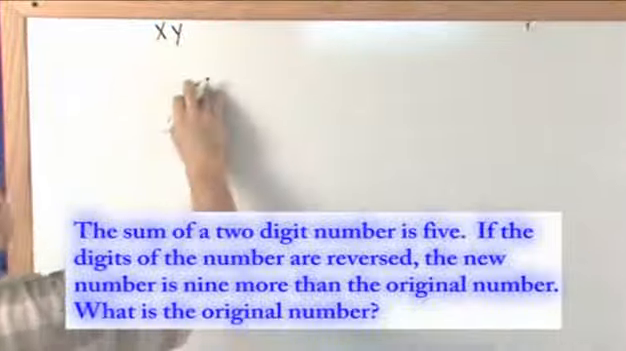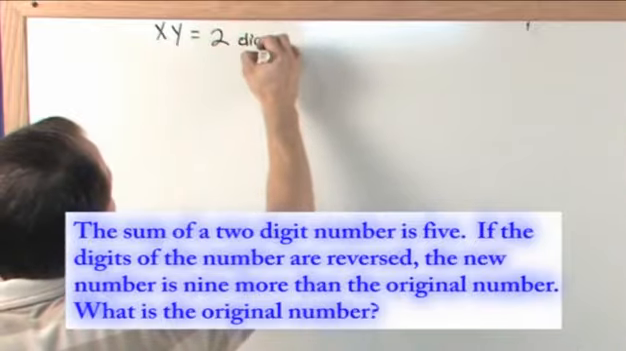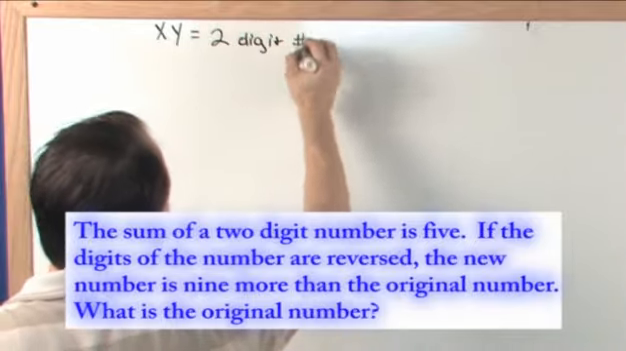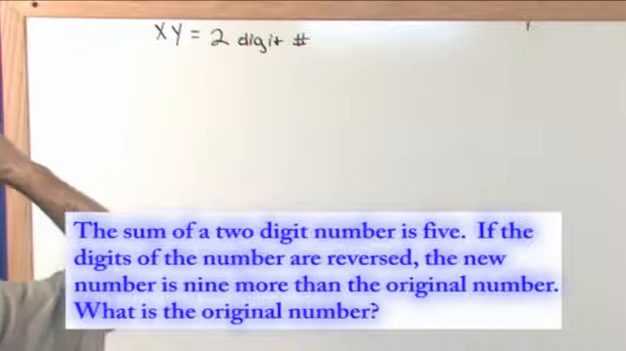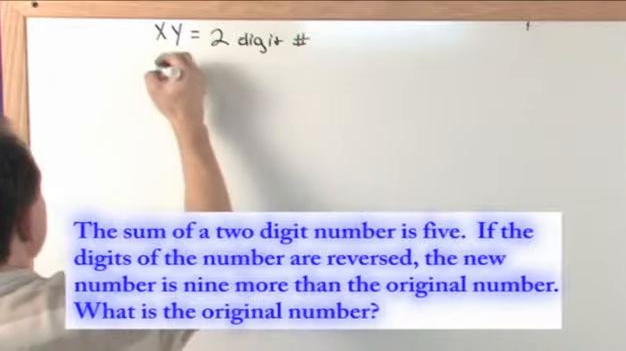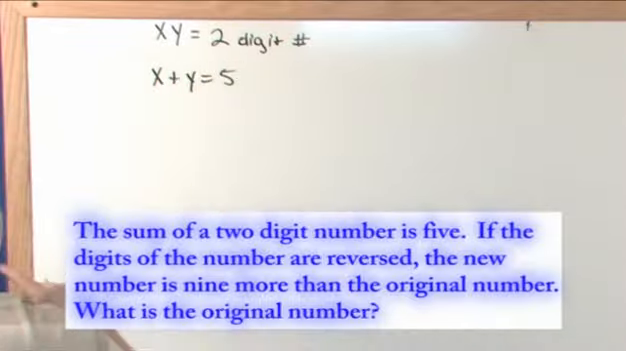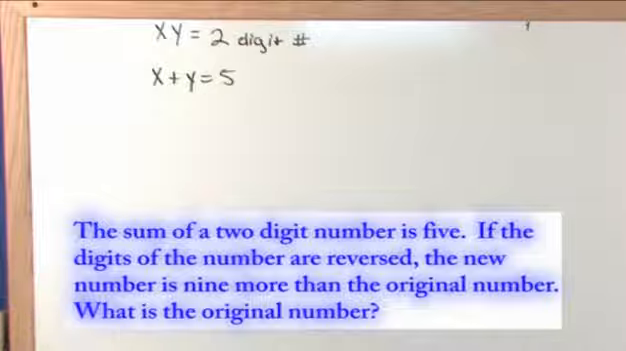x, y, we'll say is a 2-digit number. All right, so if it's a 2-digit number, the next part is x plus y is equal to 5, because the sum of the digits in this 2-digit number is equal to 5. So we just add those up, and it's equal to 5.